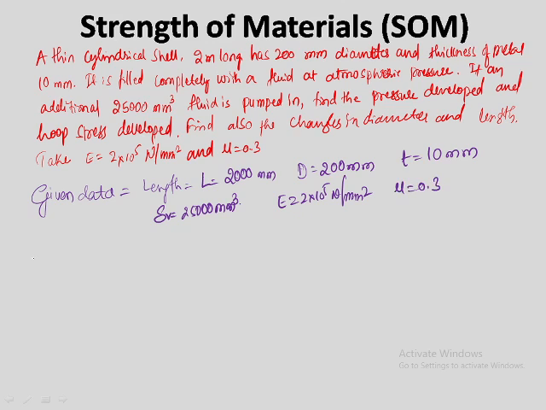Now we need to calculate what is the pressure, and what is the hoop stress, that is sigma C, and the changes in diameter delta D and delta L.